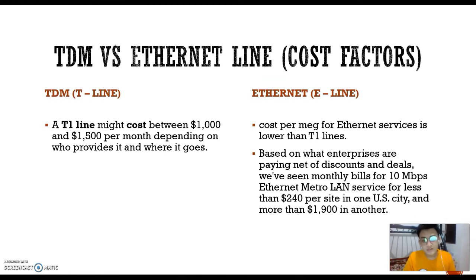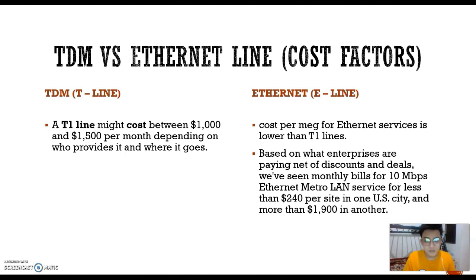Based on what enterprises are paying, net of discounts and deals, we've seen monthly bills for 10 Mbps Ethernet metro service for less than $240 per site in one US city and more than $1,900 in another. Installation is also less expensive, and the overall price structure is also more competitive than T1. However, an Ethernet line may turn out to be more expensive in a direct comparison depending on the area and the amount of work required for a build-out.